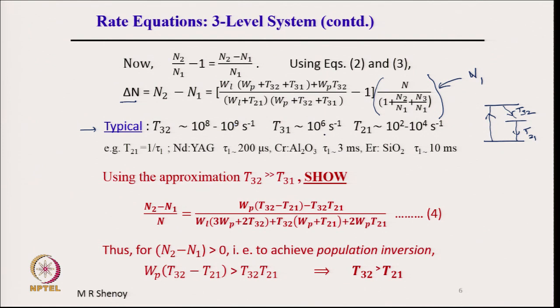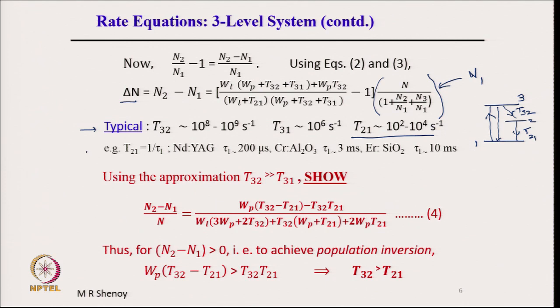And T31, that is the transition which is coming from level 3 to 1. So, this is level 1, level 2 and level 3. T31 is typically 10 to the power of 5 to 10 to the power of 6 per second, and T21 is the slowest, because for metastable states we are looking at practical laser amplifiers where there is a metastable state which helps us in creating population inversion. So, typically T21 is of this order.